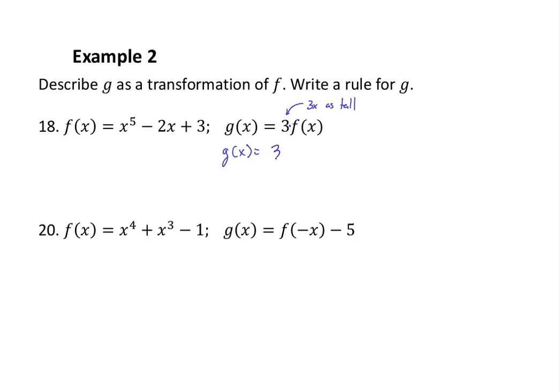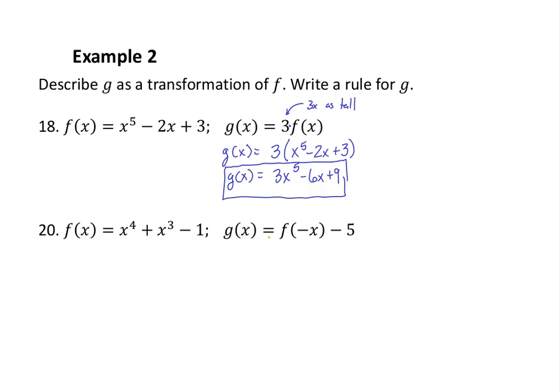So g of x is going to take a 3 and multiply that onto every term of f. The x to the fifth, the minus 2x, and the plus 3, they all get tripled to make that height 3 times as tall. 3x to the fifth minus 6x plus 9 is our simplified rule for g. A lot of students will just put a 3 times x to the fifth, and they'll forget that, hey, every term gets made 3 times as large when we make that adjustment by multiplying a 3 out front. So we have to distribute.